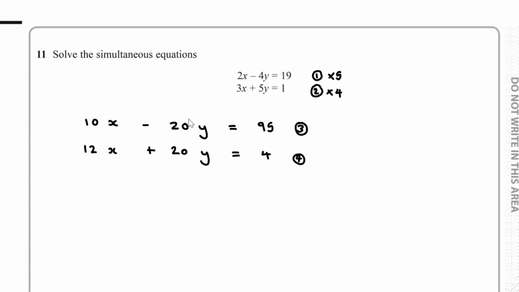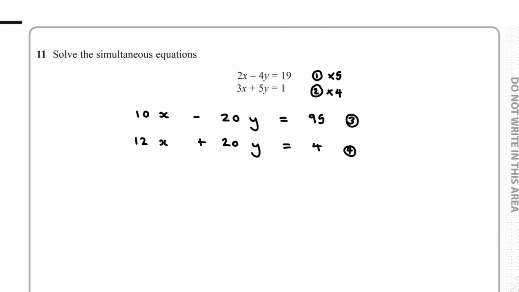You can see that the y's are the same. We've got 20y, the signs are different. So here we need to add these equations together. We now need to add together equation 3 and equation 4. And if I do that, 10x plus 12x, you'd find that to be 22x, minus 20y plus 20y, that's just 0y, 95 plus 4, that's 99.